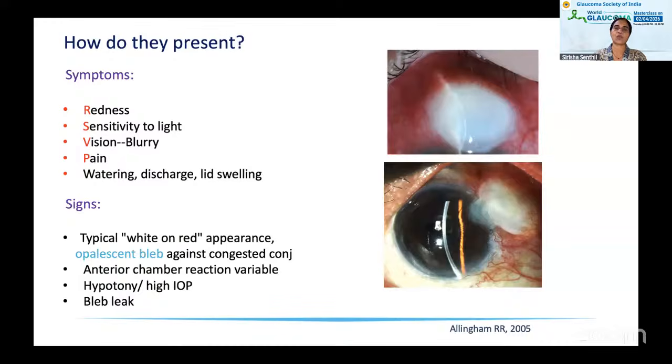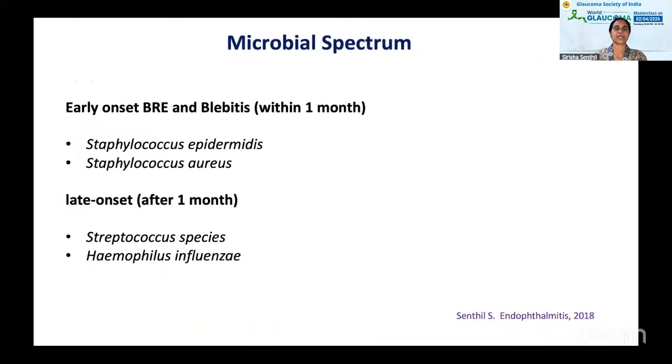Typically, what we see is a white-on-red appearance. That means the conjunctiva is terribly congested and you see this bleb which appears as a white opalescent bleb. It is very important to note that this thin bleb, which was cystic and transparent or translucent earlier, has now become opaque. You don't see the underlying suture or underlying sclera. If you see an opaque bleb, always suspect that there is some problem. They can be associated with hypotony or high IOP, and you may see an anterior chamber reaction as well.